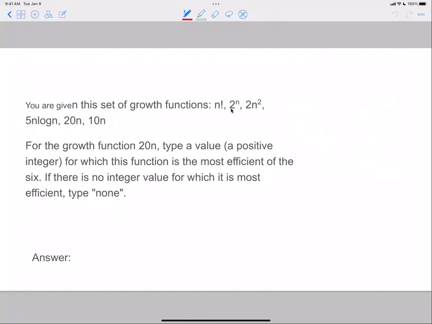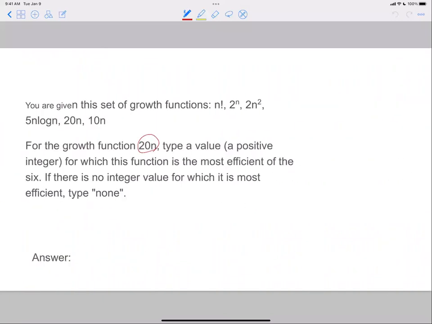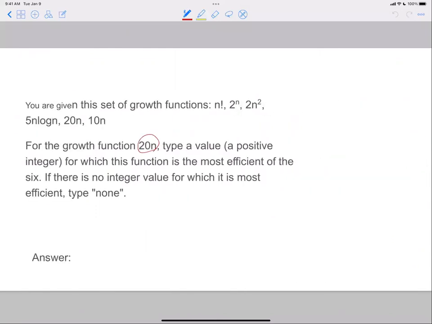The next one is the same thing. What we need to do is start with n is 1 and then increase n to 2. But 20n is the smallest one. Even when n was 1, 20n is already 20. So the answer is none. That's how you can solve these growth rate questions.